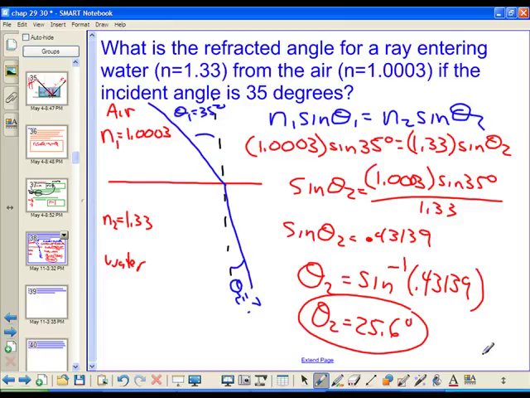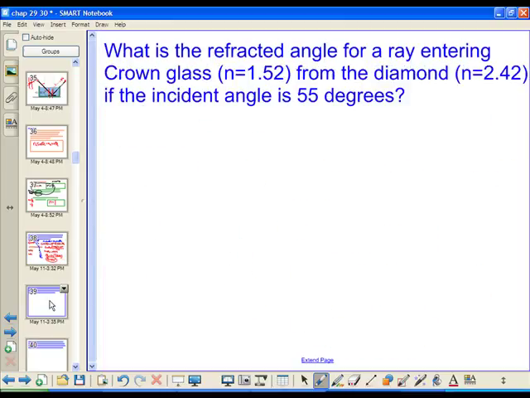All right, now you guys, everybody got this down? This is your sample. Now you guys are going to try one. Can't do 55 here because you actually end up having to do an arc sine of 1 point something. But it doesn't work. That's a whole different concept.